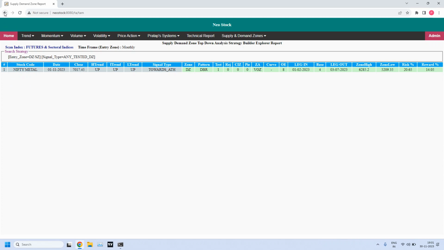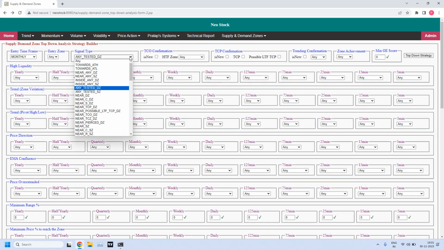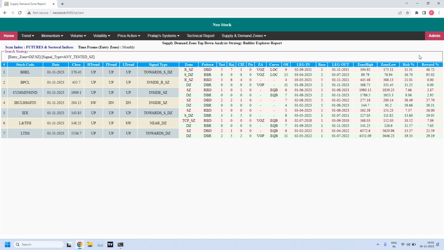So let's go back. Entry time frame is monthly. Let us find the stocks tested the monthly supply zone during this month. So 7 monthly zones are tested during this month.